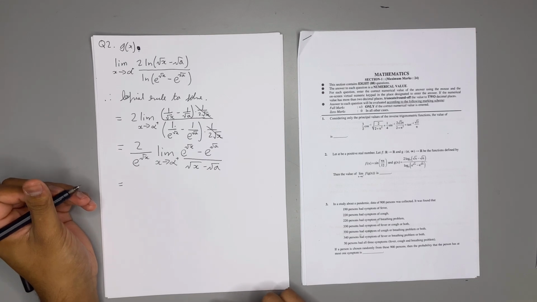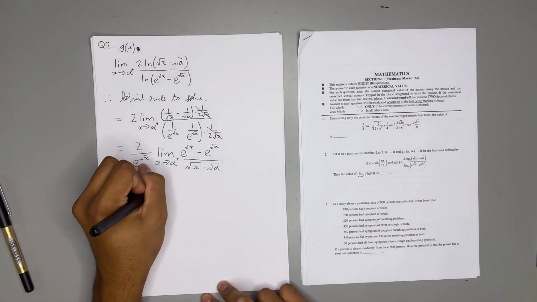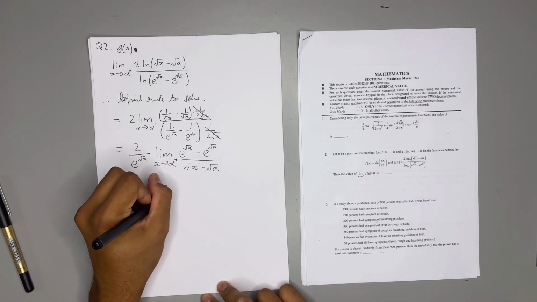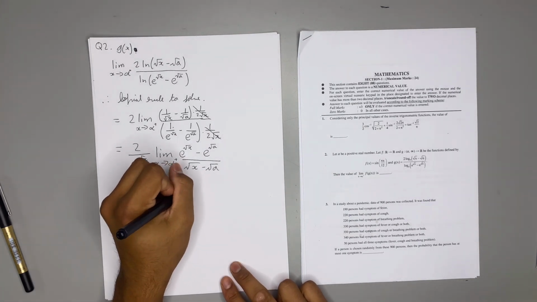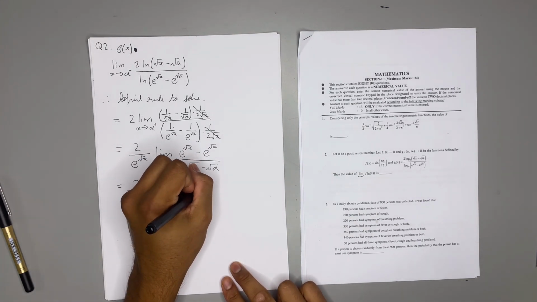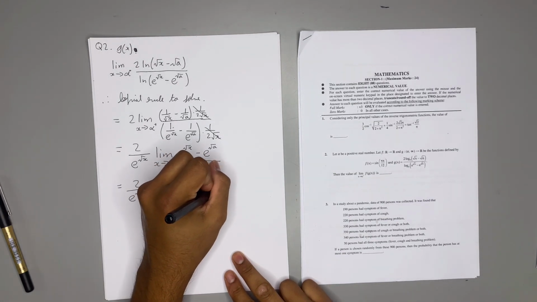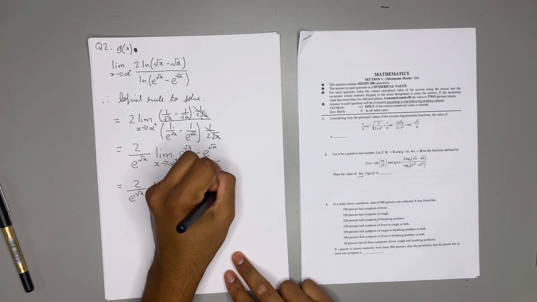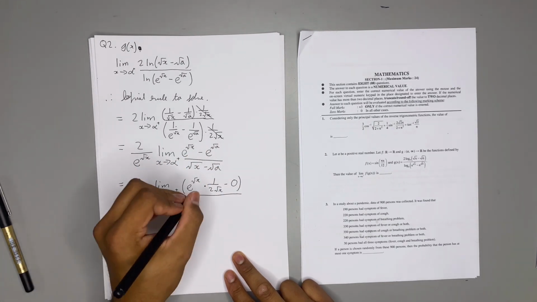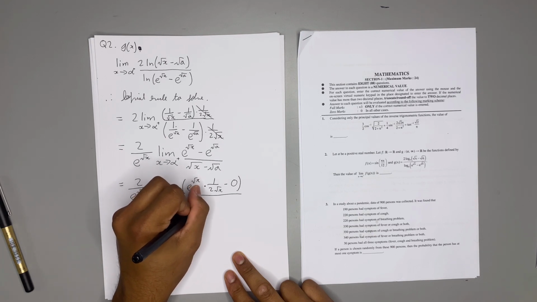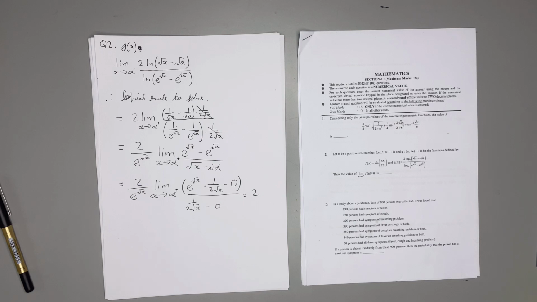Next step, 2e to the root x, limit x approaching positive infinity, we get e to the root x multiplied by 1 upon 2 root x minus 0 all upon 1 upon 2 root x minus 0. This all equals to 2.